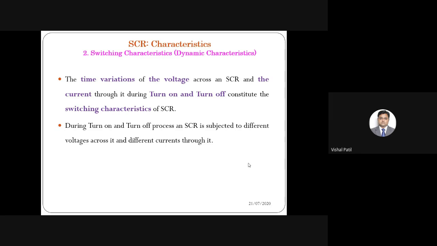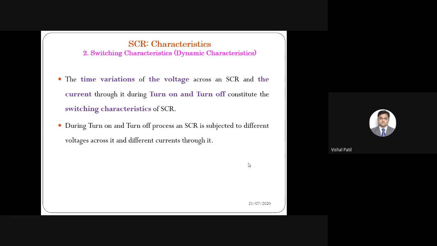Now, how does SCR produce the switching characteristic, or how can we get the switching characteristic from the device? It is the time variation, as I mentioned, time variation of what? The voltage and the current. And in my opinion, current should be given highest priority. Okay, so turn on and turn off. Turn on in the sense we get the current, turn off in the sense we get the voltage. Okay, so this switching characteristic can be drawn.